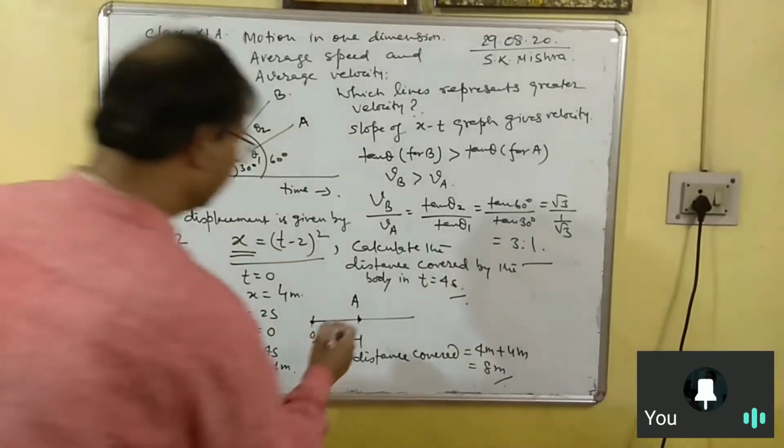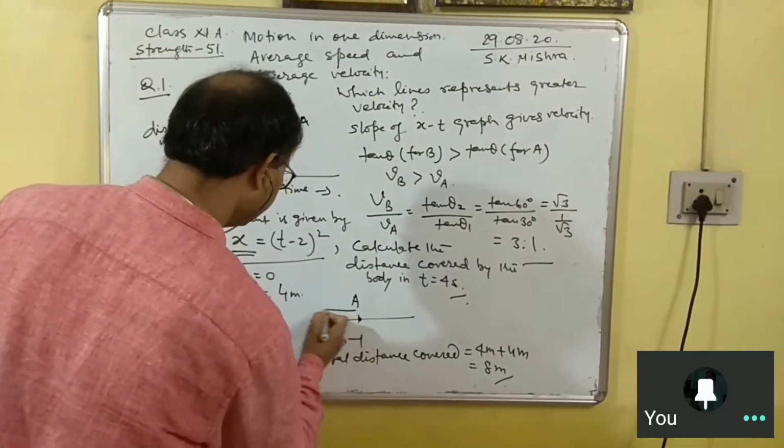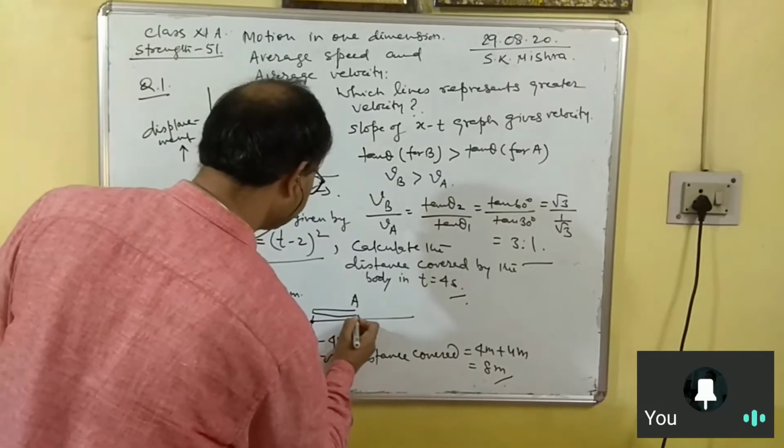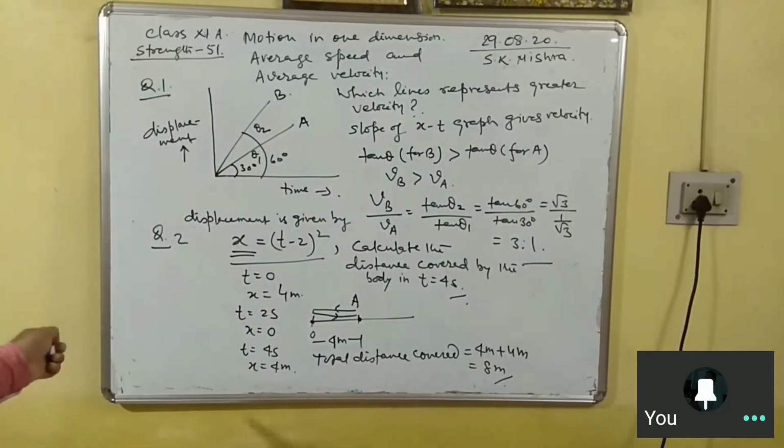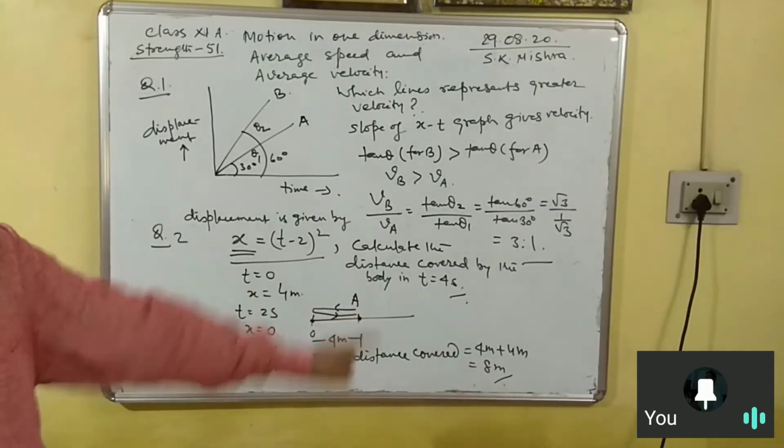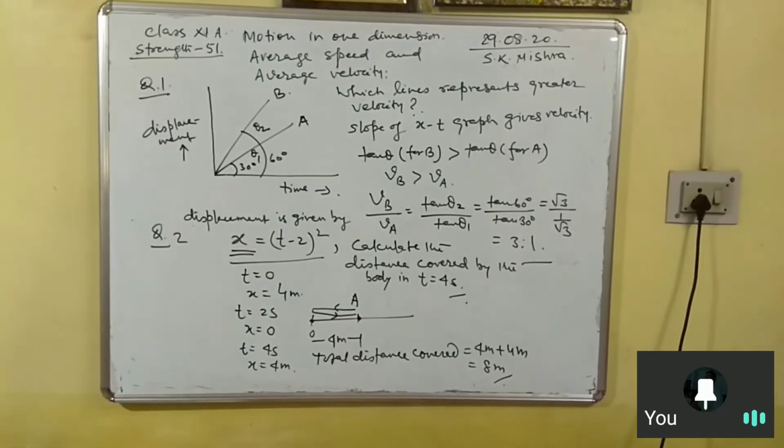The particle moves like this, and then it again goes to this position. So 4 meter back, then 4 meter again towards A. So the total distance covered is 8 meter.